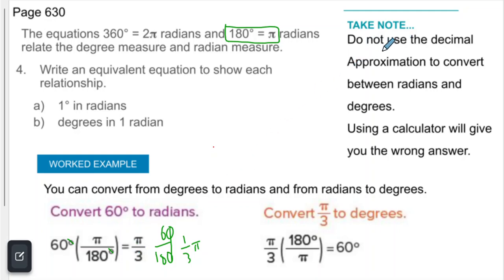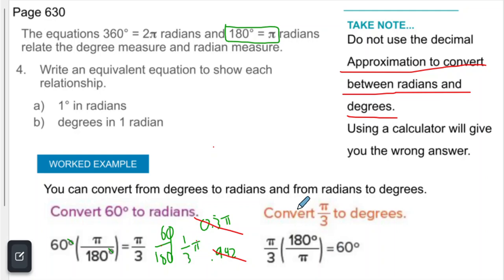I'm not going to use a decimal approximation to convert radians to degrees. Do not put this in the calculator. I do not want you putting 0.3 repeating times pi on the calculator. I do not want 0.942 as an answer. I want the answer to have pi in it and be in fraction form.